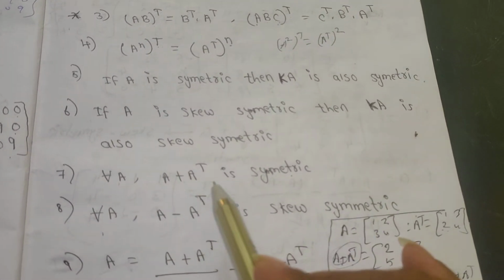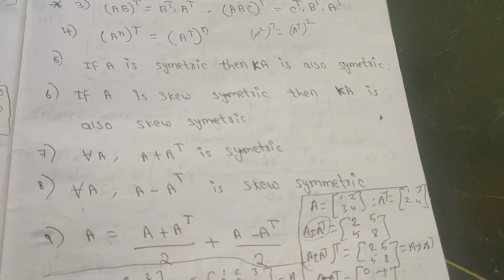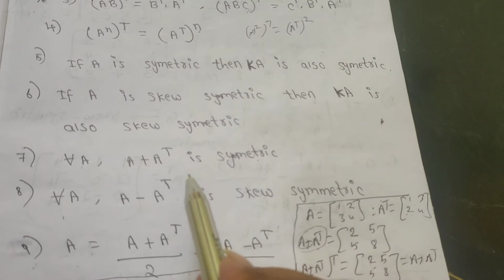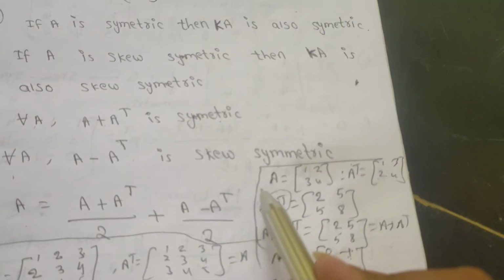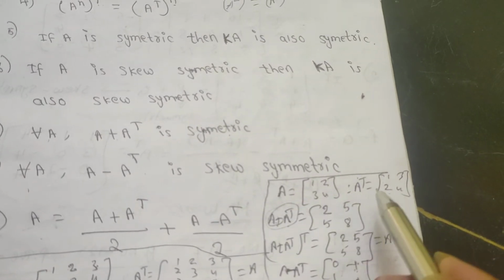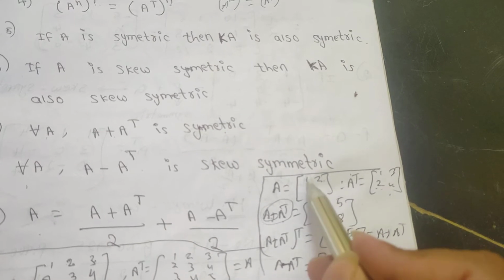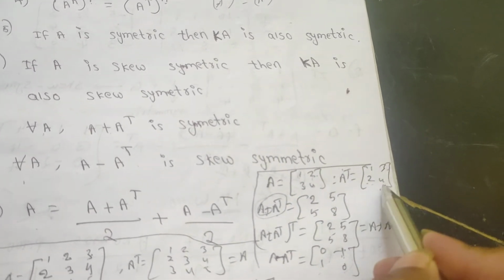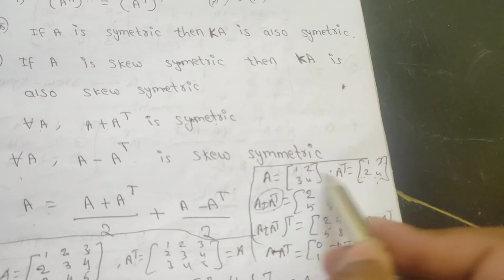For all A, A plus A transpose is symmetric. You take any square matrix, no problem. Any square matrix, A plus transposition of that same matrix gives a symmetric matrix. Take one example. If you take A is equal to 1, 2, 3, 4, A transpose is equal to 1, 3, 2, 4. The 1, 3 is written as the first row, 2, 4 as the second row. So transposition over.